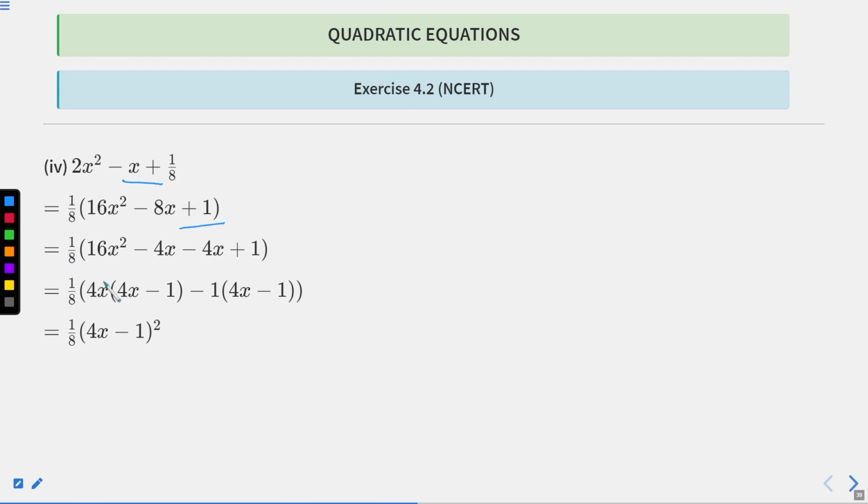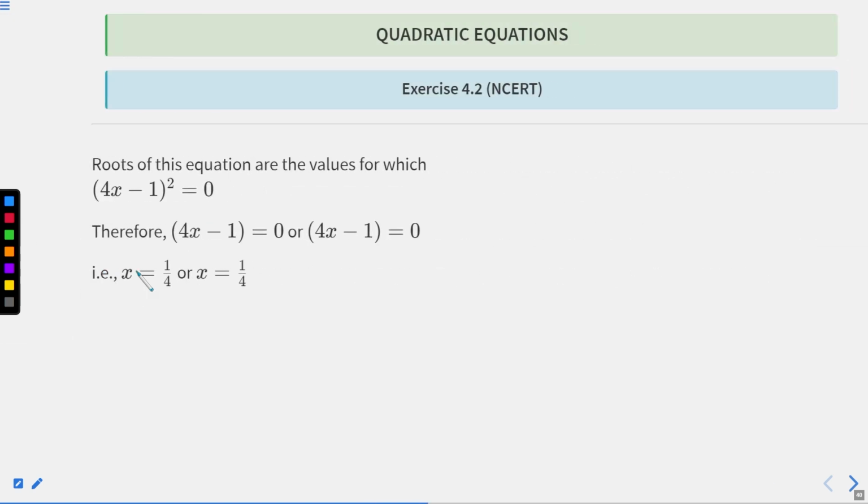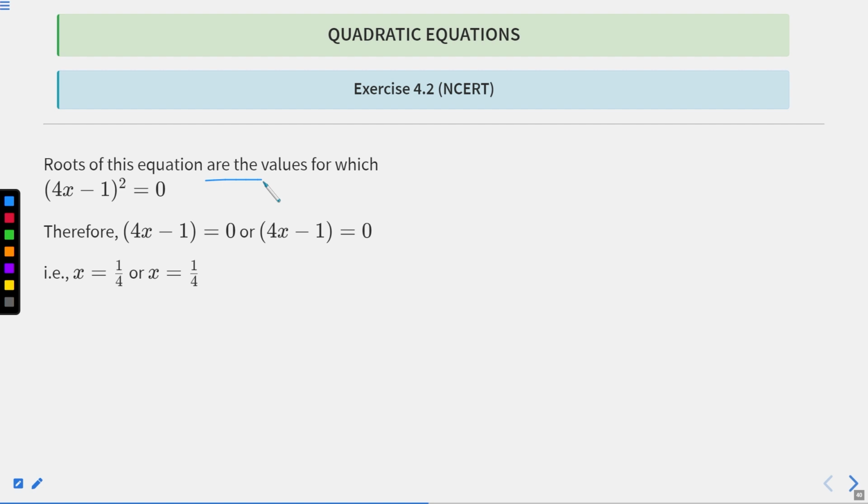This is equal to 1/8 times (16x² - 4x - 4x + 1). And this is equal to 1/8 times (4x - 1)(4x - 1), which is 1/8 times (4x - 1)². Now the roots of this equation are the values for which (4x - 1)² is equal to 0. So 4x - 1 = 0 or 4x - 1 = 0, that is x = 1/4 or x = 1/4. Therefore the roots of this quadratic equation are 1/4 and 1/4.